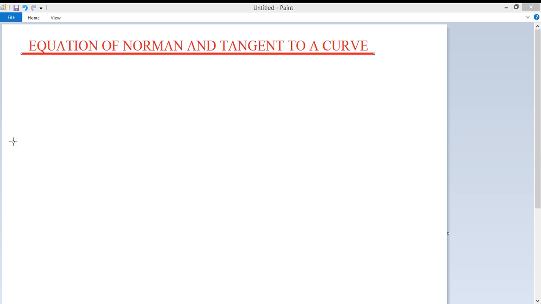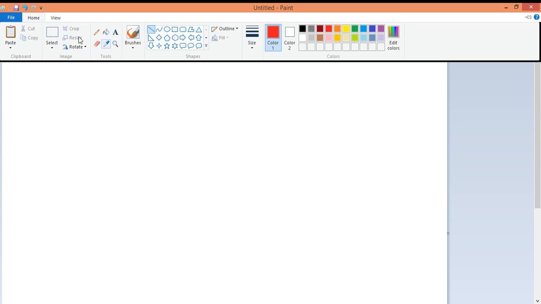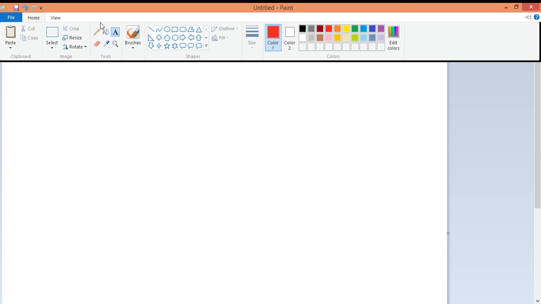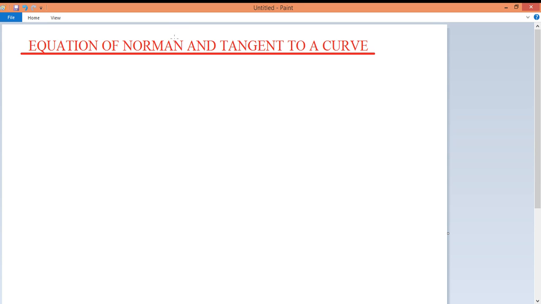Now, today, we are going to look at equations of normal. Sorry, this is normal. Equation of normal. Let me correct that. Equation of normal. This is normal, the letter here is L. Equation of normal and tangent to a curve.